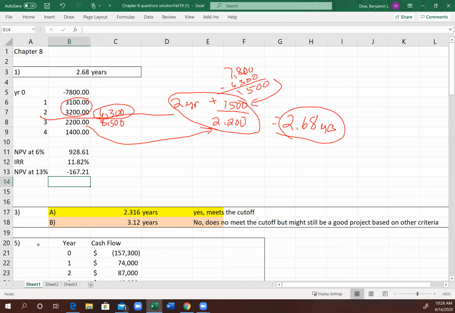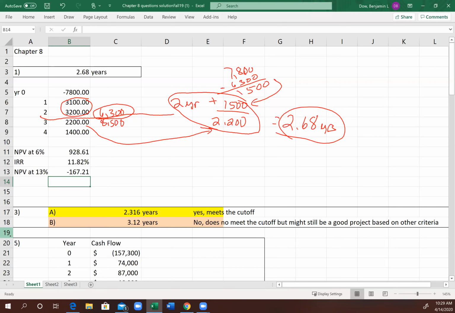So the 2 projects were A and B. Calculate the payback period for A. It was 2.32 years. The payback period for B was like 3.12 years. Okay.